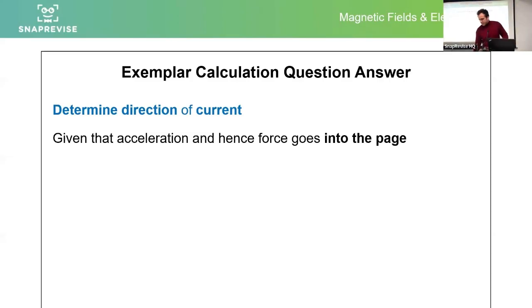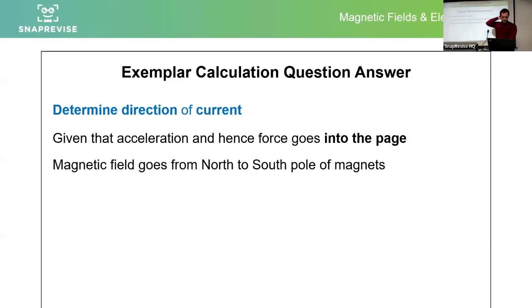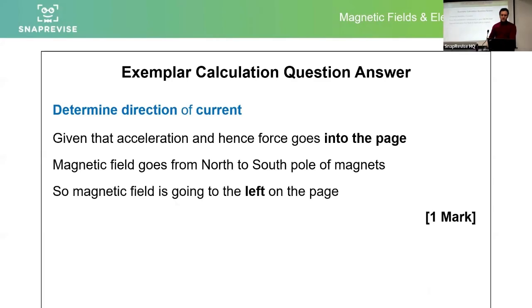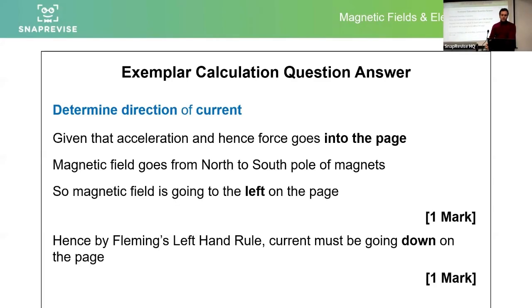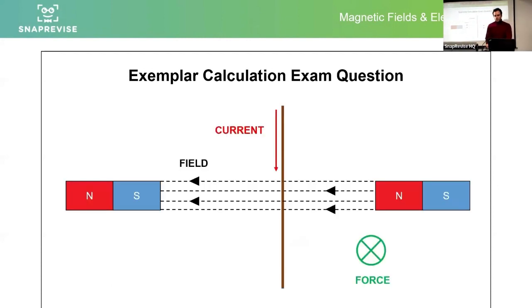If the acceleration goes into the page, the force goes into the page. Use your left-hand rule: the current must be going down on the page. I actually think that was a pretty friendly 5-mark question. You basically get 2 marks for knowing which way fields flow and using your left-hand rule.